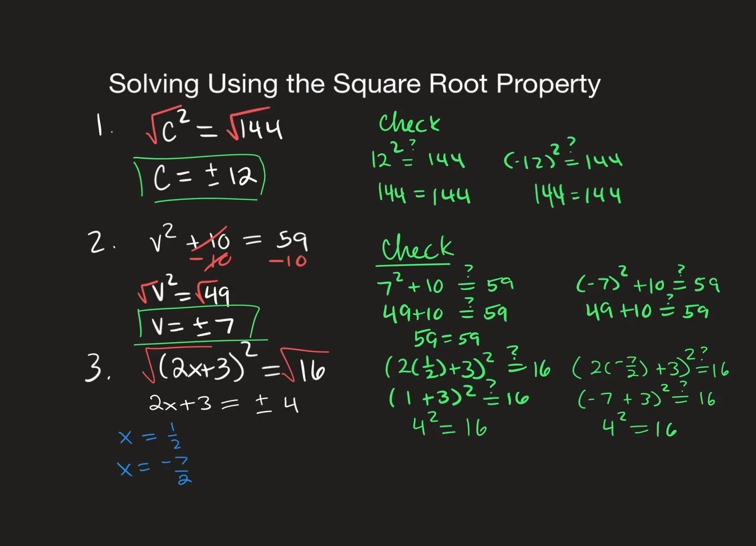So I'm going to write it how we wrote it in the zero factor property video. I'm going to write it as -7/2, 1/2. That will be how I'm going to write my solution for this one. Okay, let's look at a few more examples.